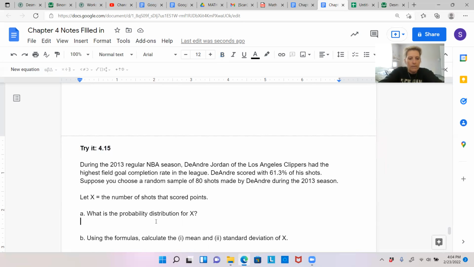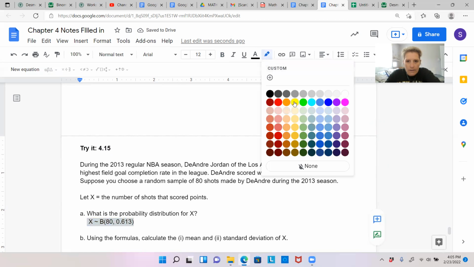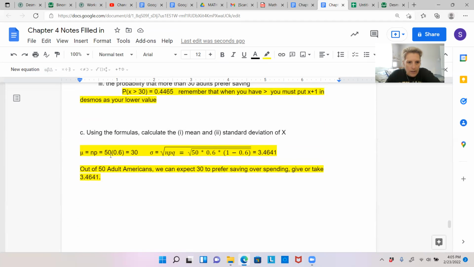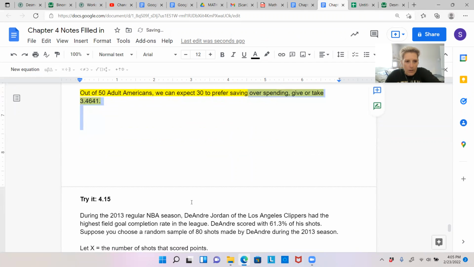So again, we are going to say X is defined as a binomial of n, which we said they looked at 80 shots, comma, a success, which is 0.613. Make sure you move your decimal appropriately. And C says, using the formulas, calculate the mean and standard deviation of X. I'm going to go up and just copy these formulas here because then they're done.